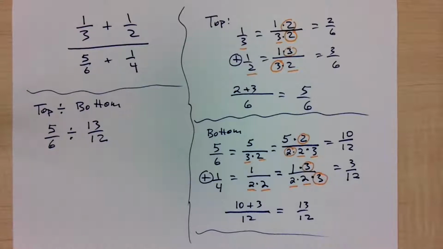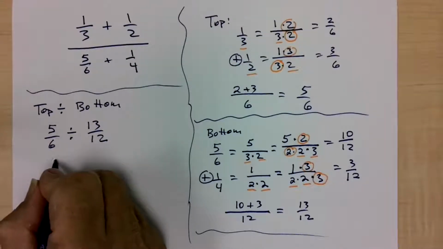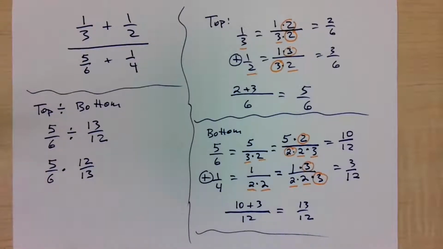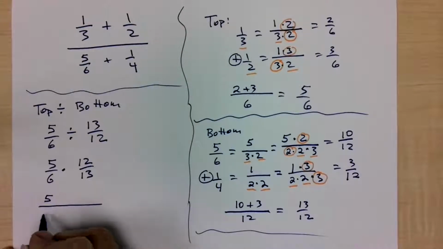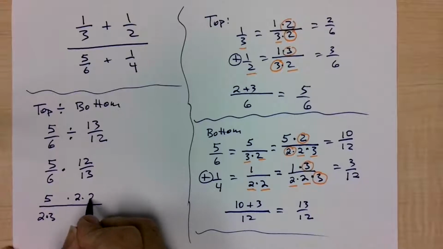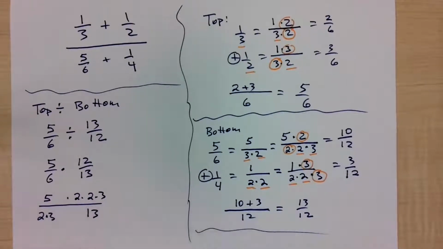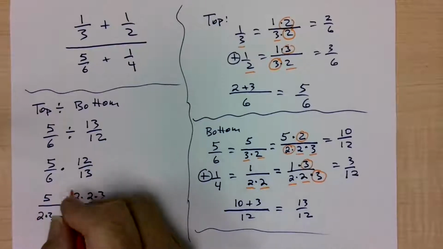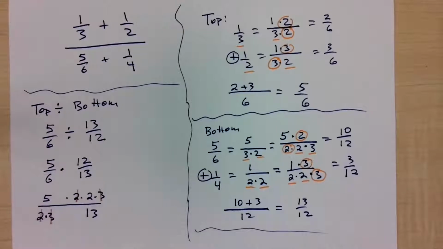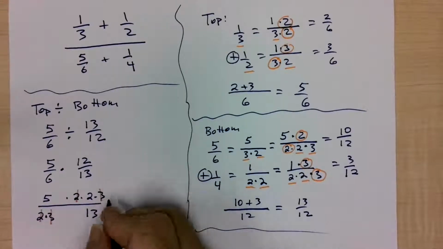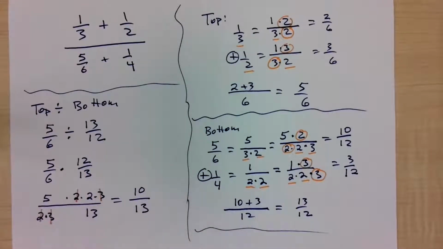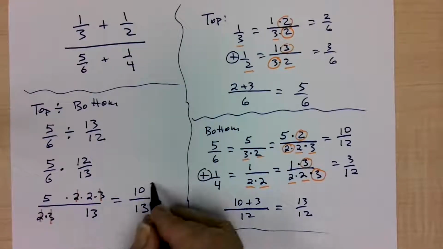We know how to do fraction division. Change it to multiplication. Multiply by the reciprocal. 5/6 times 12/13ths. Let's factor everything. 5 is 5. 6 is 2 times 3. 12 is 2 times 2 times 3. 13 is 13. And we look to see what divides out. 2 divides out 2. 3 divides out 3. Upstairs, 5 times 1 times 2 times 1, which is 10. Downstairs, 1 times 1 times 13. And my answer is 10/13ths.